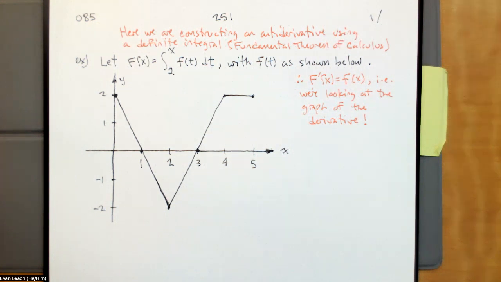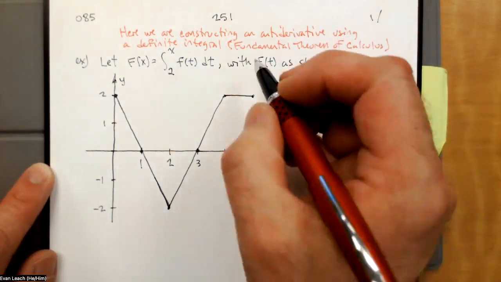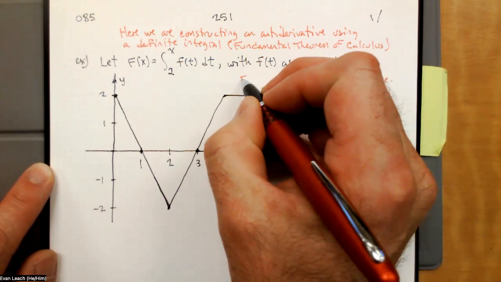All right. So we're looking at the graph of the derivative. Let's go through and figure out what we know based on looking at the graph of the derivative. Let's practice reading what's going on in the graph of the derivative. So this is the graph of f of x. Secretly, we know that this is the graph of f prime.